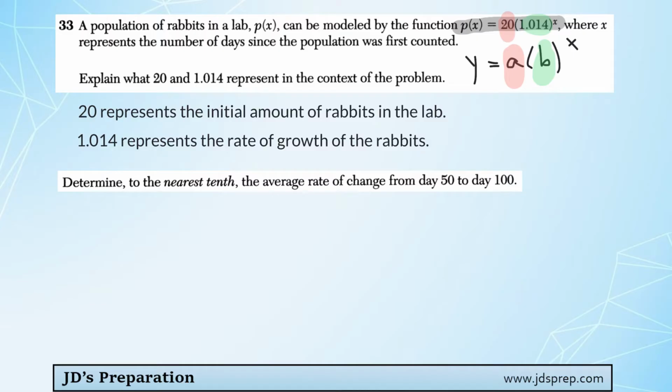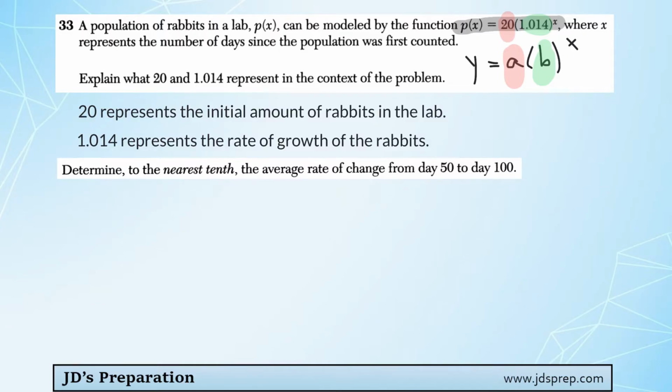For the second part of the question, we need to find the average rate of change from day 50 to day 100. So rate of change, that's the change in y over the change in x. Now we know the change in x, it's the difference between 100 and 50, which would just be 50, but we don't know the change in y. To figure that out, we need to actually calculate what the population of the rabbits would be during day 50 and day 100.